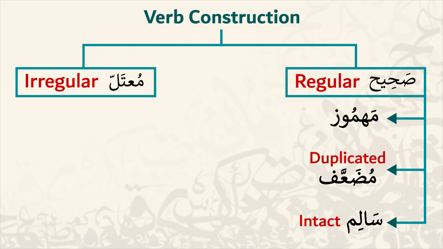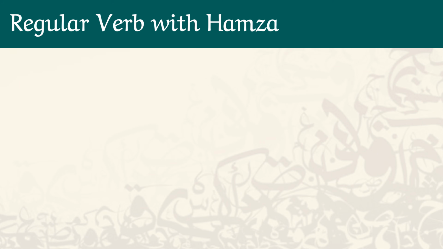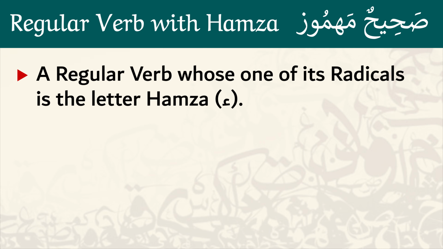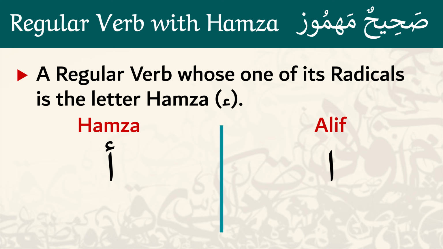Let's take them one by one. The first one, الصحيح المهموز, is the verb whose one of its radicals is hamza. And we need to clarify a confusion here. We mean by hamza this letter, not the alif. Alif like this is a defective letter. And once you see it among the radicals of a verb, it means this verb is irregular.